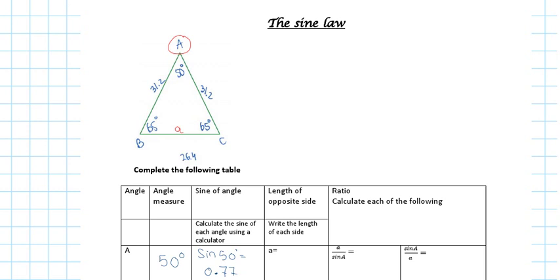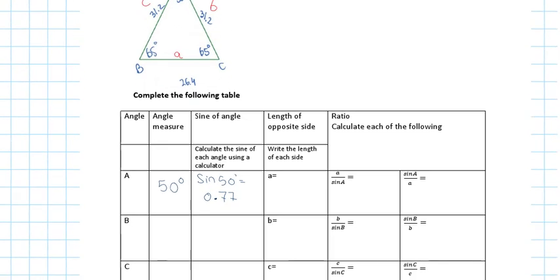Now, let's continue with this. Where's side B? AC, right? Side B is this one. And this is side C. So what's the measure of side A? 26.4.